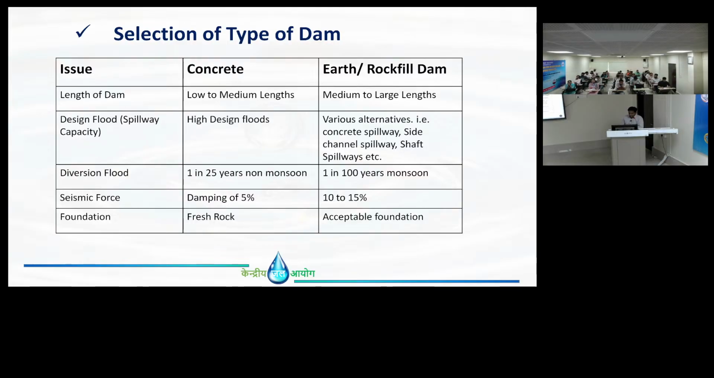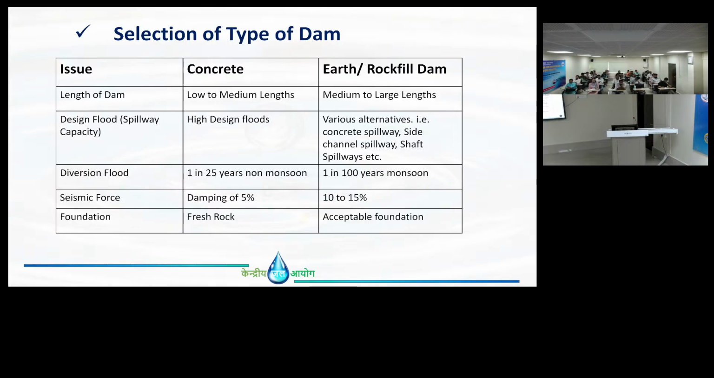Whereas the foundation, this is again one more important criterion. Concrete dams, we always place on rock. Naturally, after some depth below the ground level you will have rock. We never place a concrete dam on overburden or weathered rock. A concrete dam we should always place on fresh rock. Whereas an earthen dam, we can place it on weathered rock also.